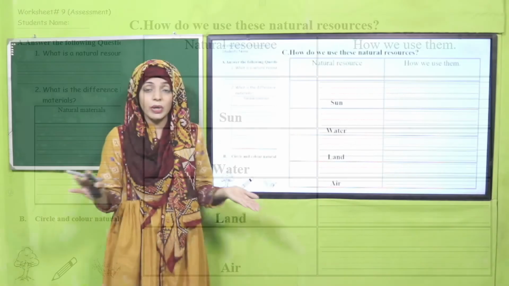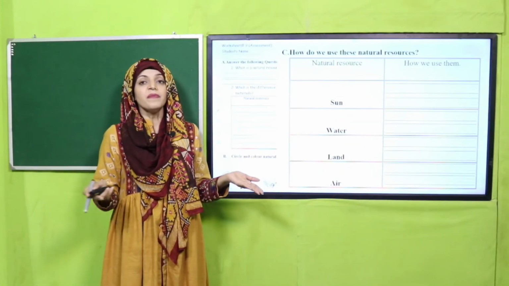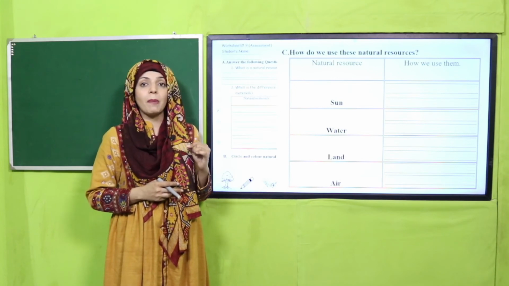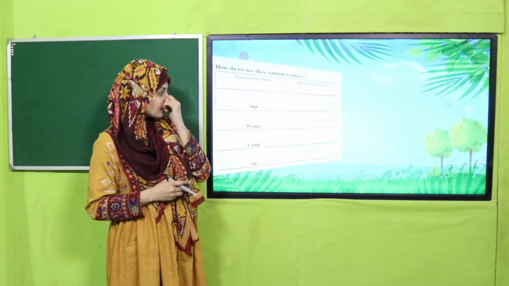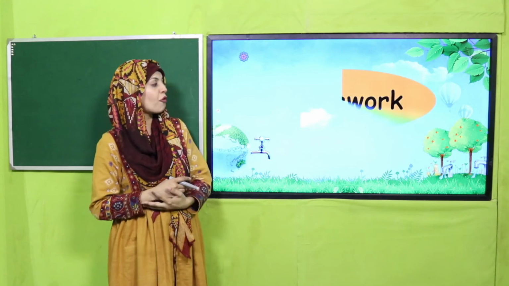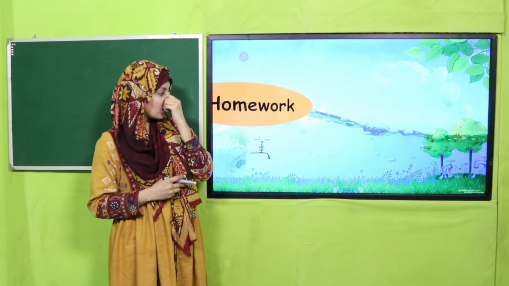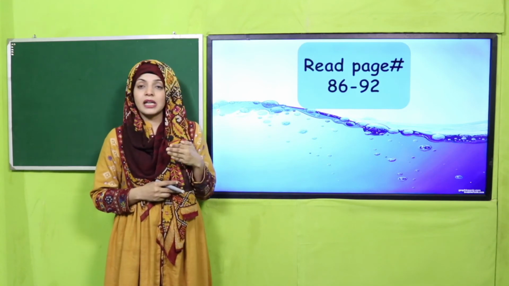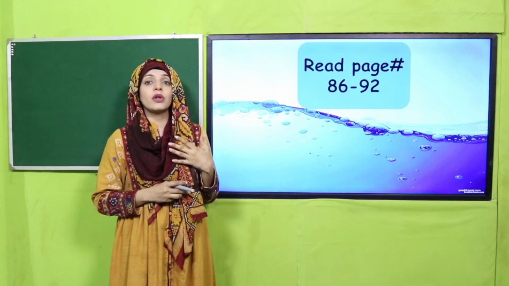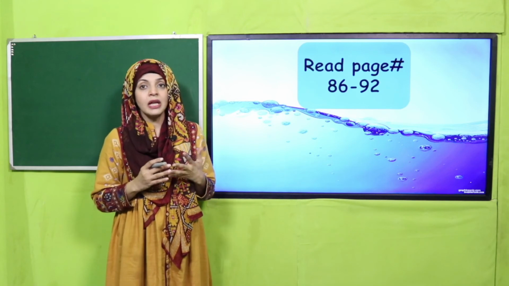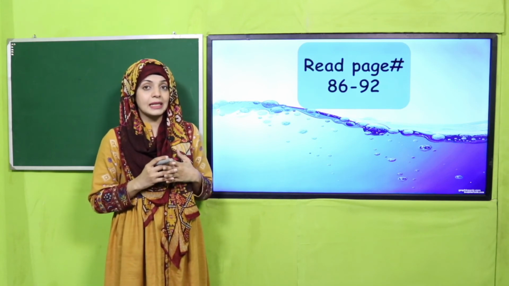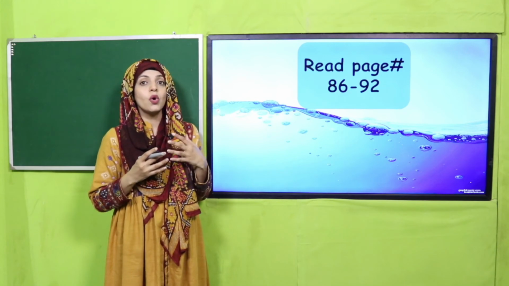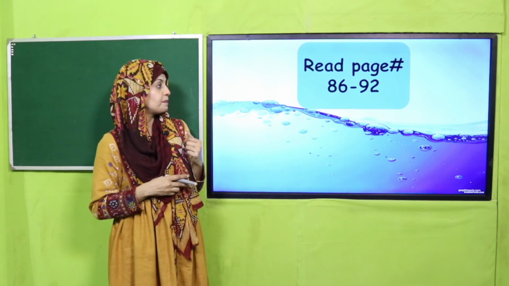You have already done it multiple times, and this will be your assessment. You will do it and your teacher will mark you or grade you. And your homework for today is very easy reading. You will read page number 86 till page number 92. That means you will read the full unit number 12. This will enhance your reading skills. And if you have any difficulty, you will be able to overcome that.